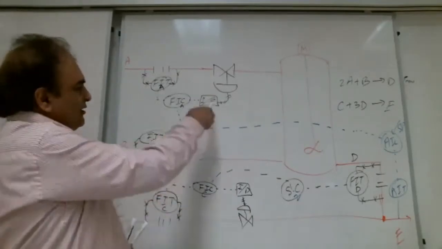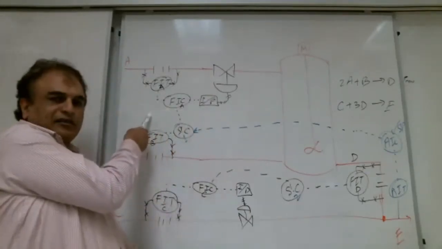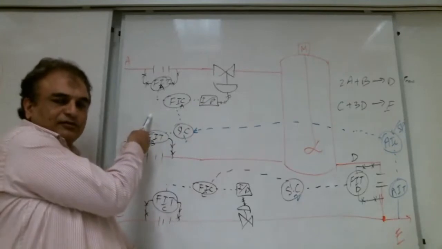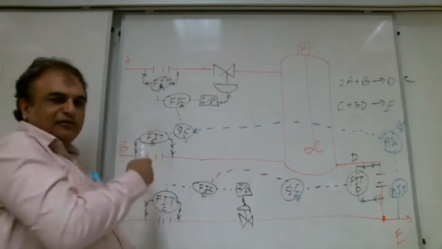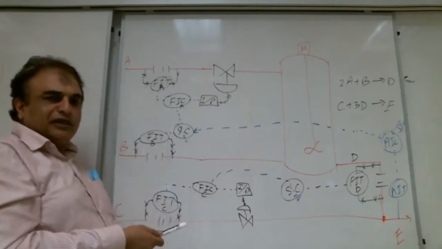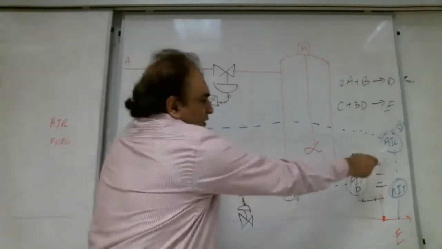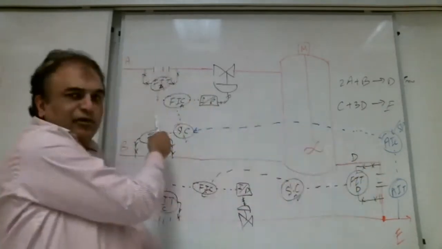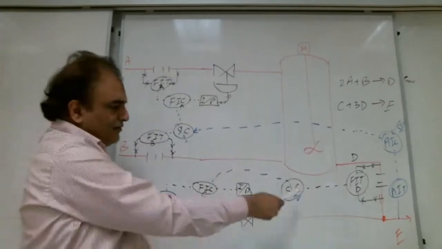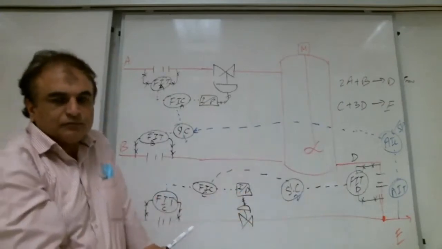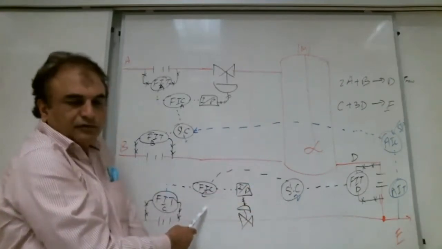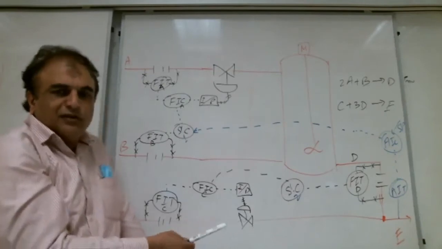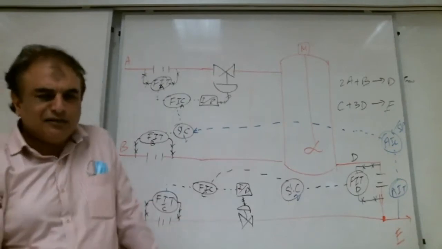See here, what type of control is there, Shabab? What is this control? Ratio relay with remote control, with remote signal. What is this control? Also ratio. That's good. Also ratio relay. Right, Shabab?